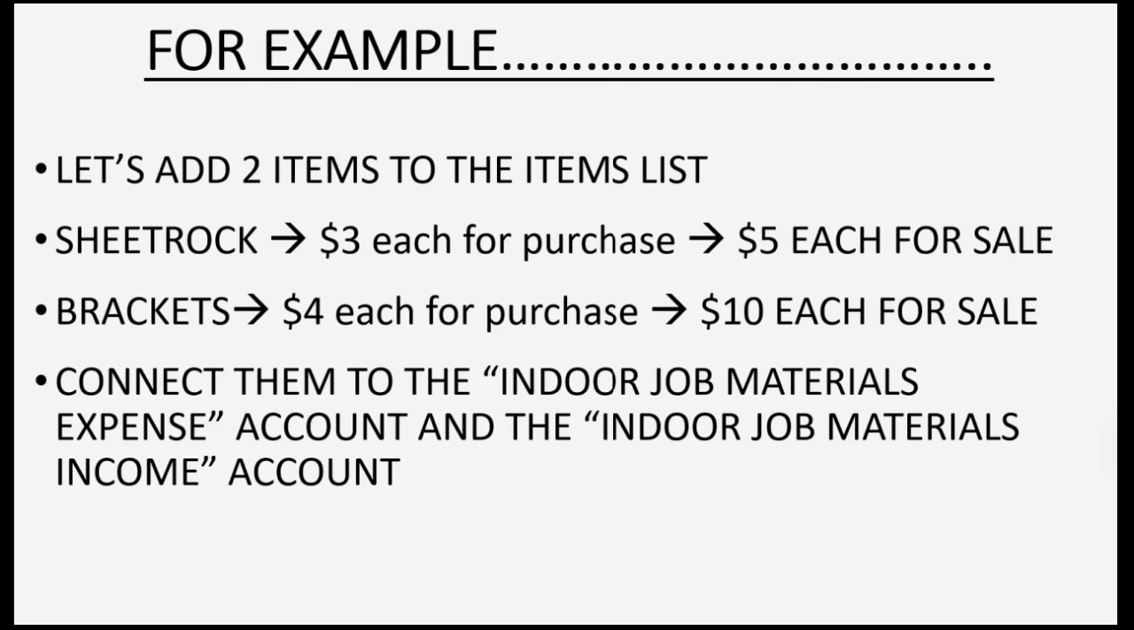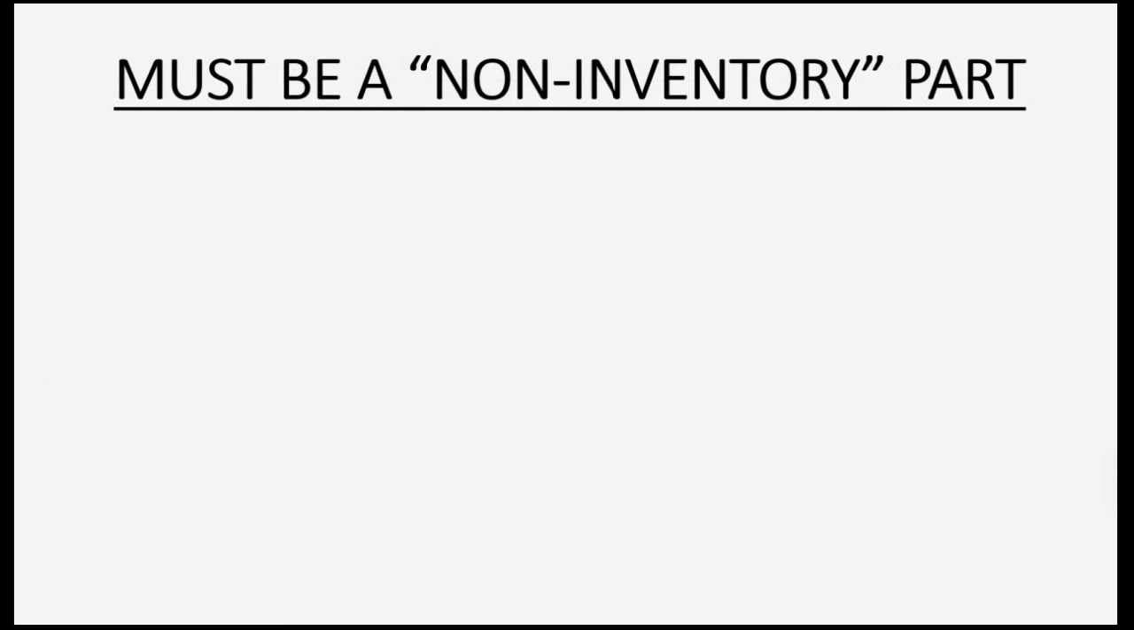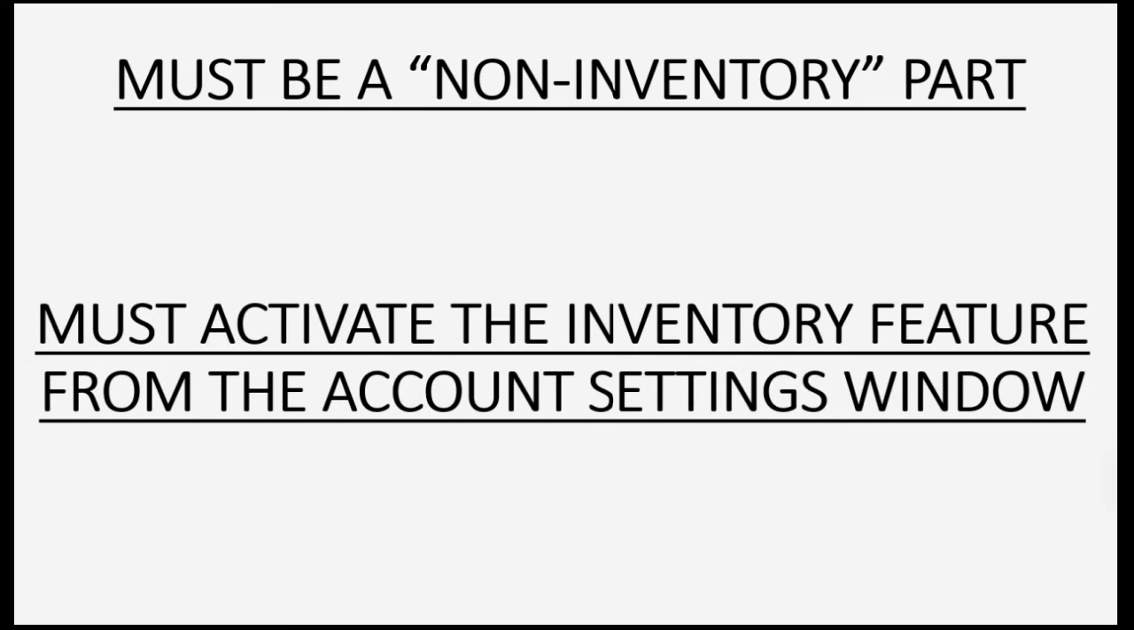However, before we're physically able to put on two-sided items that we can bill for as reimbursable and still be part of the contract, that item type is not currently available in our QuickBooks Online account. In order to make that available, we must activate the inventory feature from our account settings window. Then we will be able to put on non-inventory parts.